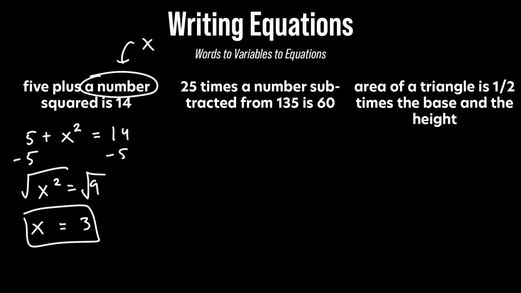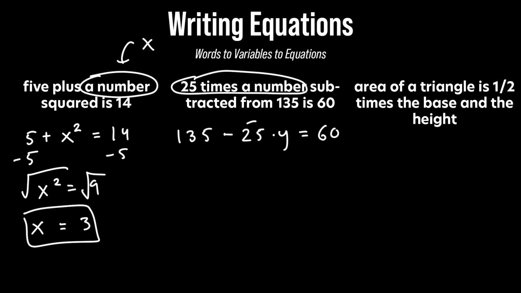Next up, we have 25 times a number subtracted from 135 is 60. So 25 times a number is going to be subtracted from 135. So it's 135 and then 25 times a number. And let's name this number y is equal to 60. So 25 times the number is right here, and it's subtracted from 135, so that's this part, and that's going to be equal to 60. So we have all the components out, and now we have to solve for it.